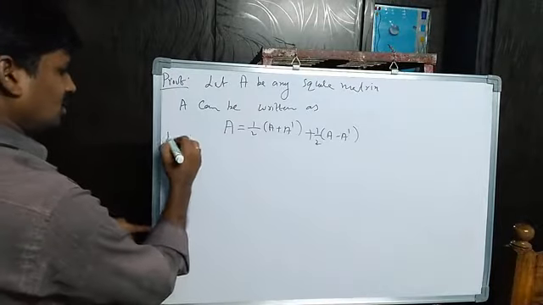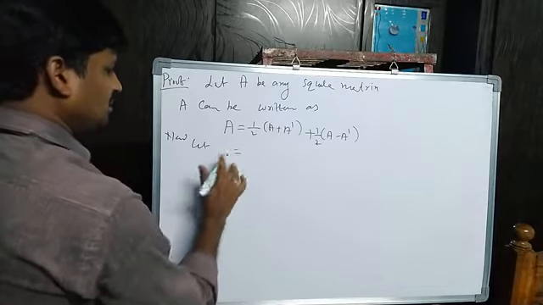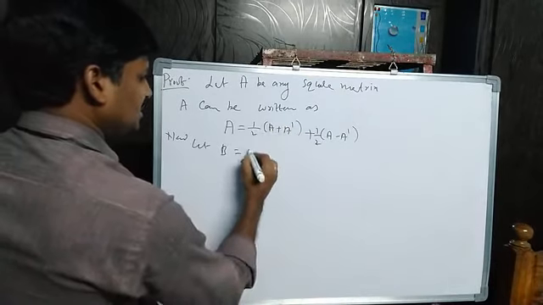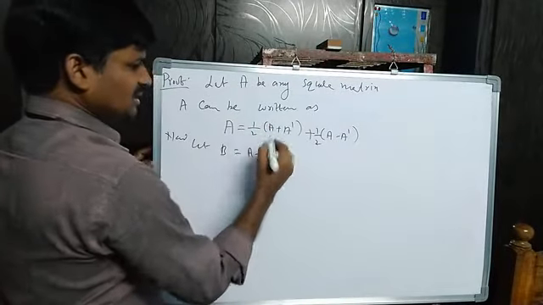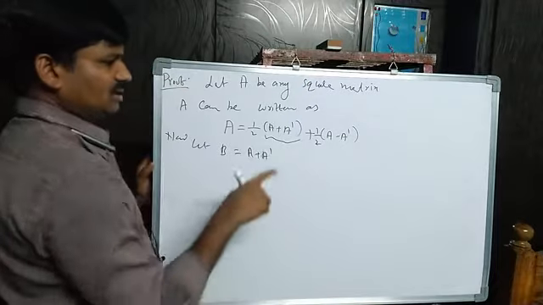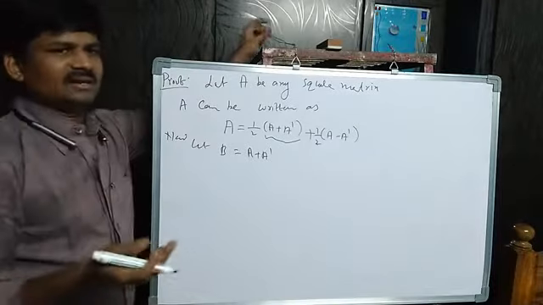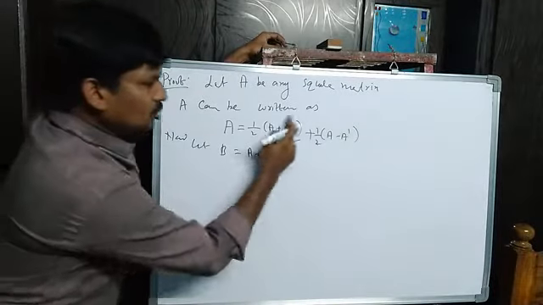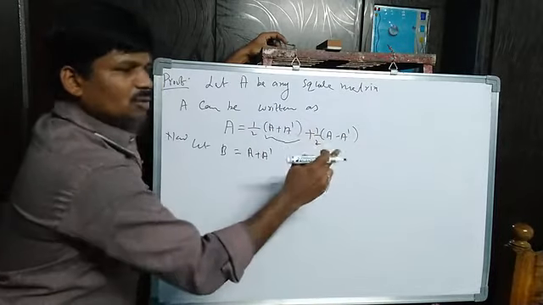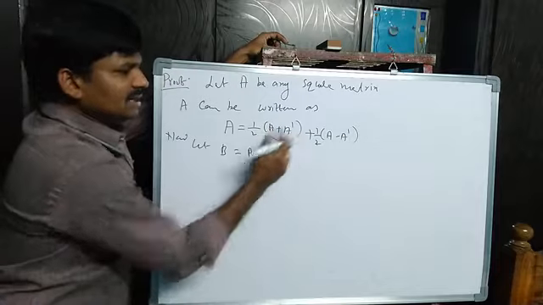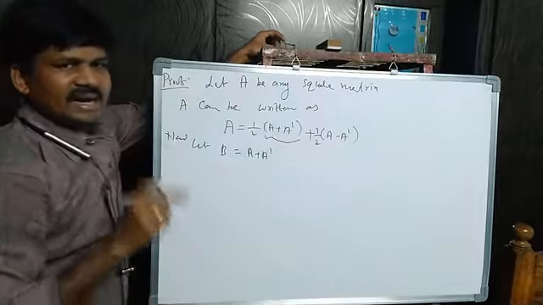To prove that, let B be A plus A dash. We have to prove whether this one is symmetric or not. Symmetric means the matrix transpose is equal to the same matrix. What is the definition of symmetric? A transpose equal to A. So to prove A plus A dash is symmetric, its transpose, A plus A dash whole dash, we have to prove equal to the same matrix, A plus A dash only.